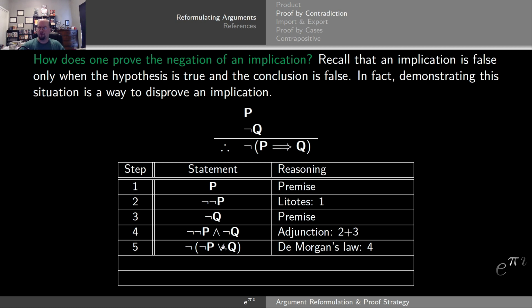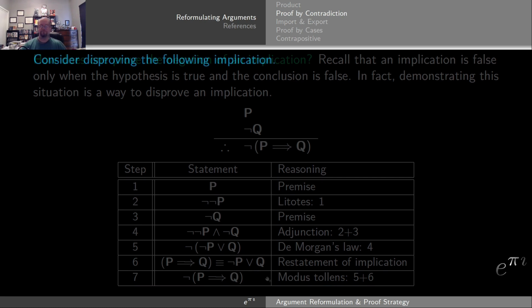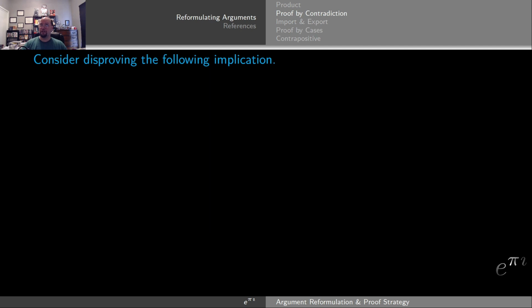And I'm almost there. All I need to do is rewrite this as an implication. So I invoke the restatement of the implication, that is, P implies Q is equivalent to negation P disjunction with Q. By modus tollens with lines 5 and 6, I therefore get negation of P implies Q must be true, validating the argument.